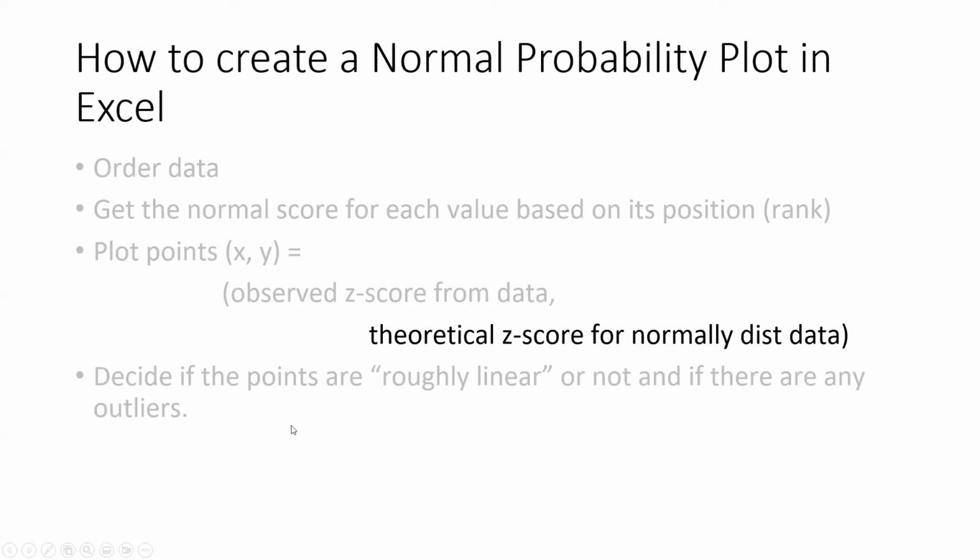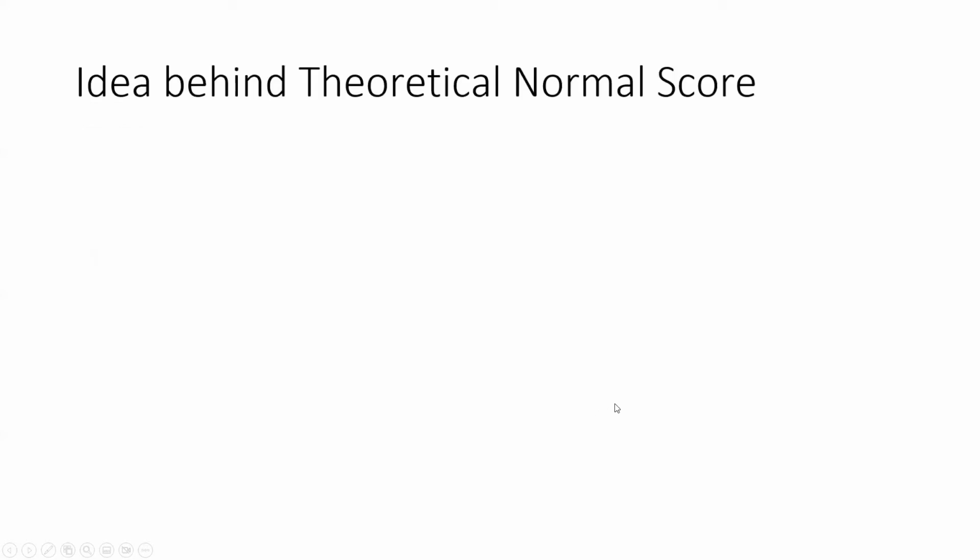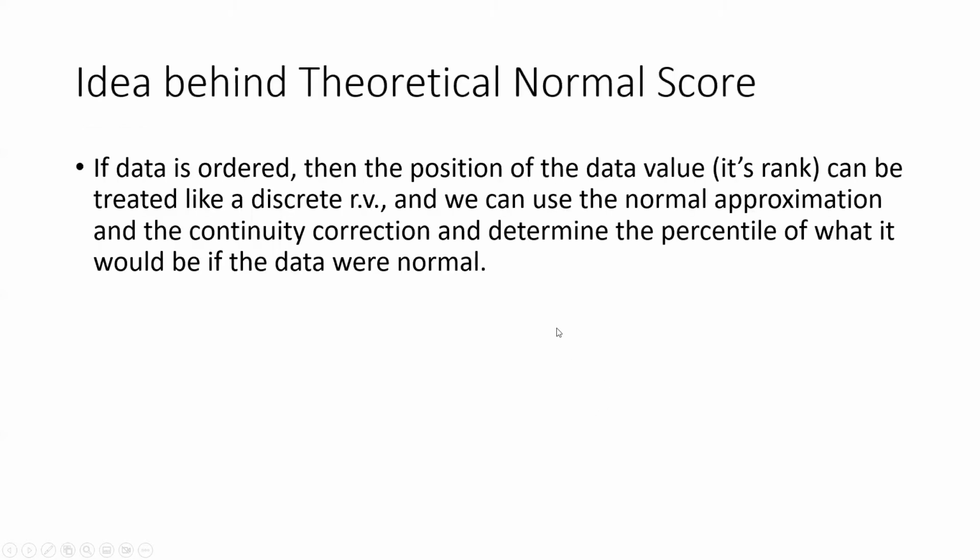Okay. So how do we go about getting this theoretical z-score? I trust you know how to get data and convert it to z-scores already. So the question is, how do we get the theoretical z-score if the data was normally distributed? That's what we need to do a little bit of a deep dive into. The idea is that if the data is ordered, then the position of the data value, its rank, can be treated like a discrete random variable, and we can use the normal approximation and the continuity correction and determine the percentile of what it would be if the data were normal.